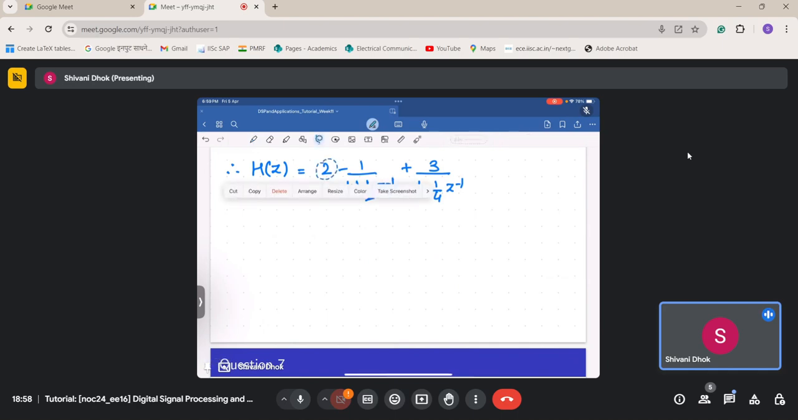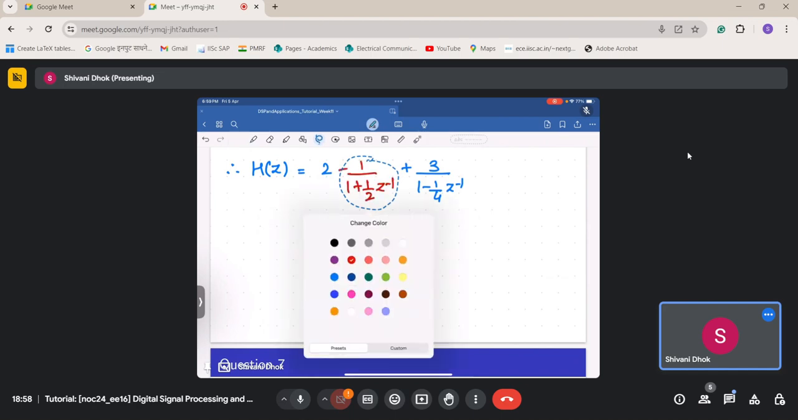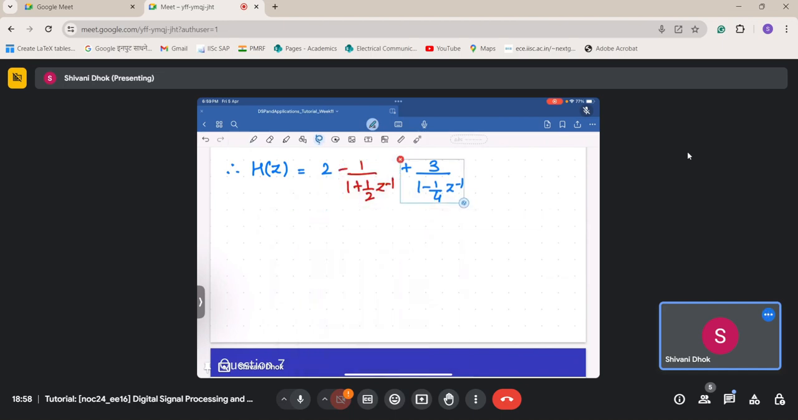So let me just color it in different colors, so that it's easy to understand what we are realizing. So here we have x of n, or let's say x of z or x of n, anything is okay. Then here again we'll have the same thing here. Then first of all, let us realize this 2. So this 2 is simply a gain of 2 here and nothing else.